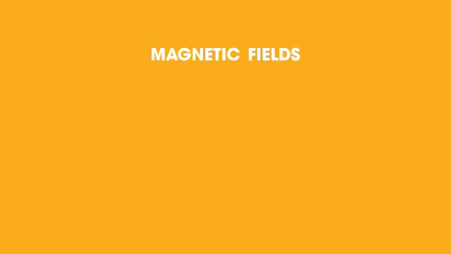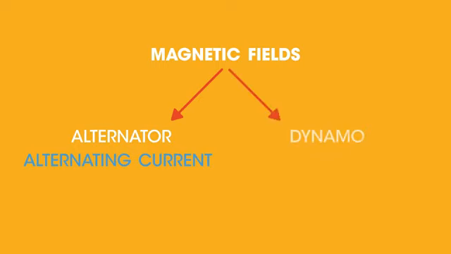In this video, we're going to look at how a change in magnetic field is used by an alternator to generate an alternating current, and a dynamo to generate a direct current. That's pretty easy to remember. A for alternator and alternating current, and D for dynamo and direct current.